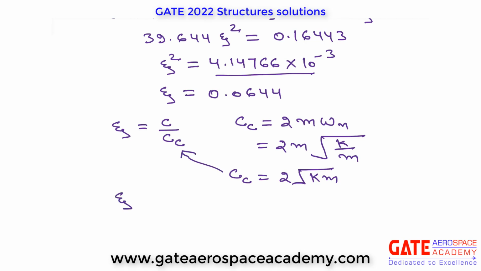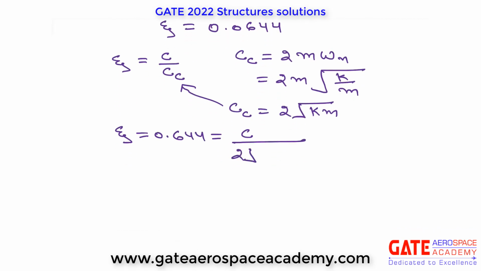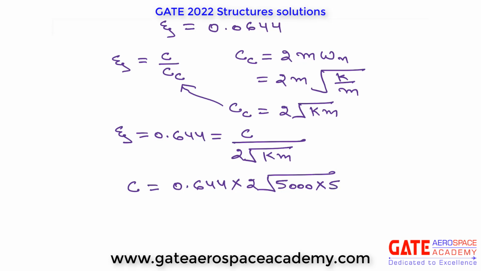So ζ is equal to C upon Cc, so 0.644 is equal to C upon 2√(km). So C is equal to 0.644 into 2 under root of K, which is 5 kilonewton per meter, so 5000 Newton per meter, into mass, that is 5 kg. C is equal to 20.36 Newton second per meter.